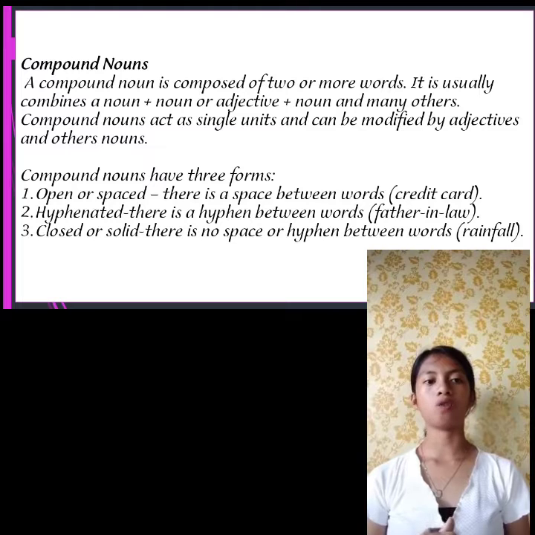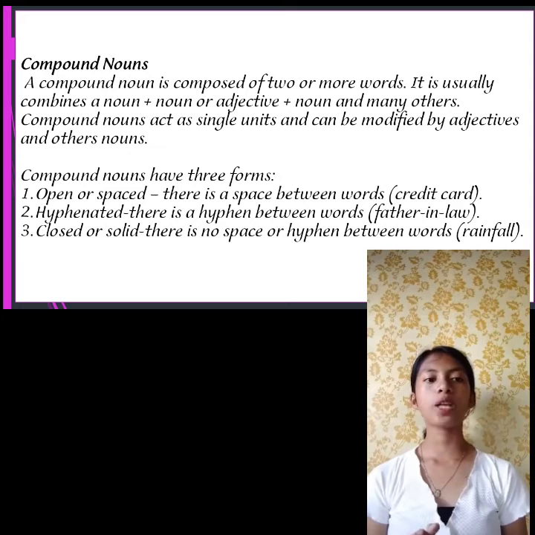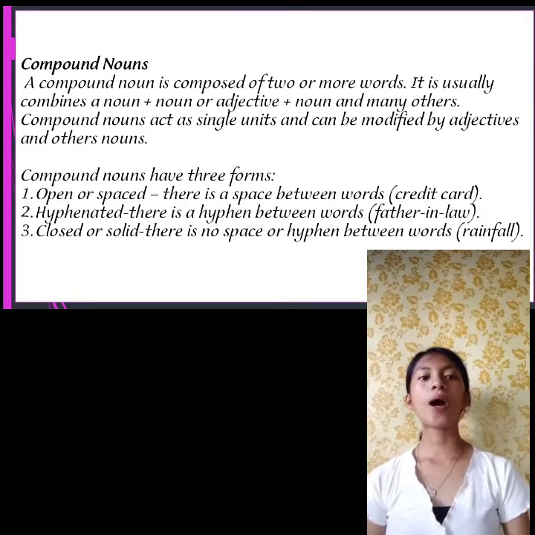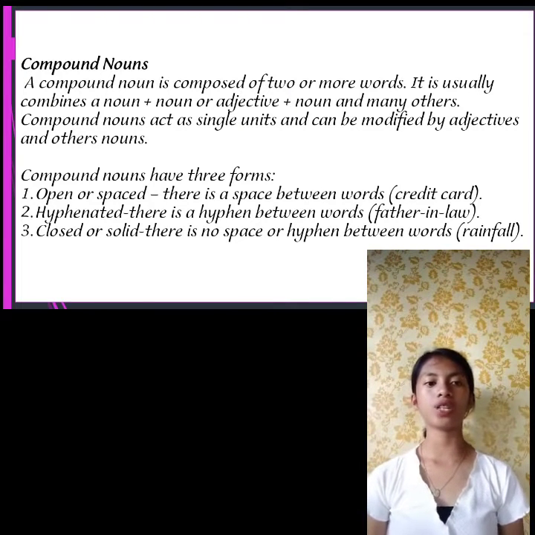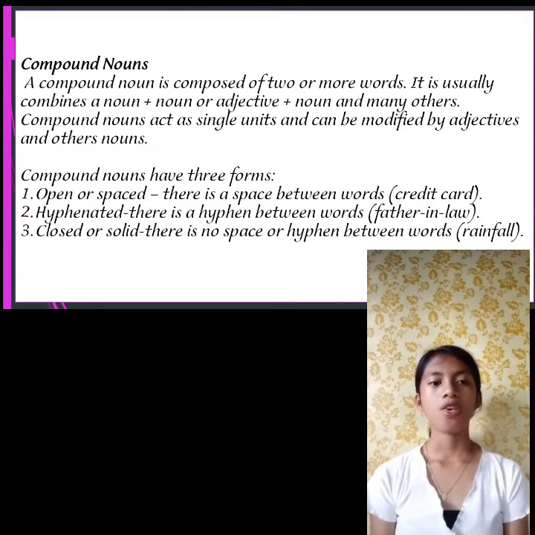Compound nouns. A compound noun is composed of two or more words. It usually combines a noun plus noun or adjective plus noun and many others. Compound nouns act as single units and can be modified by adjectives and other nouns. Compound nouns have three forms: number 1, open or space. There is a space between words.